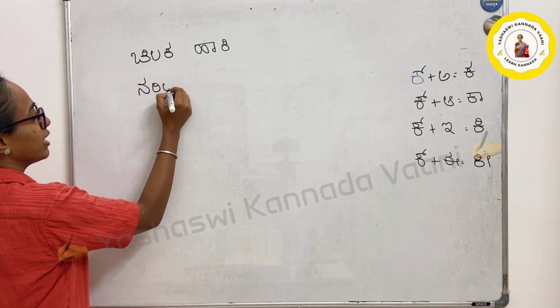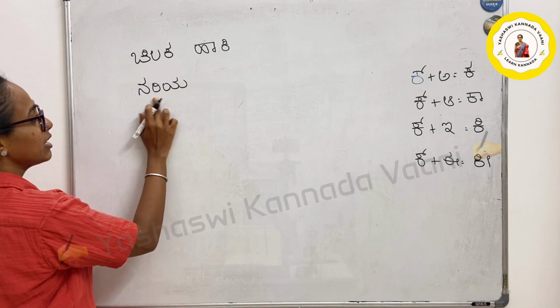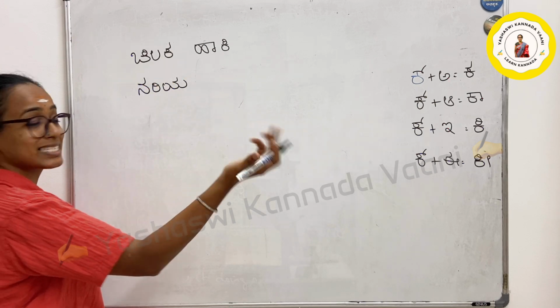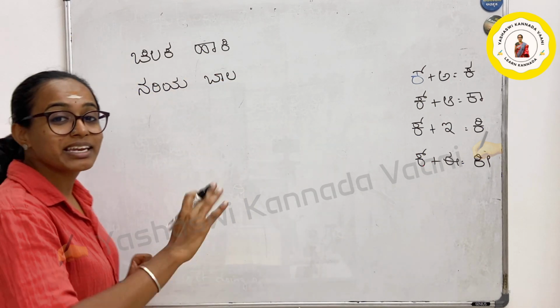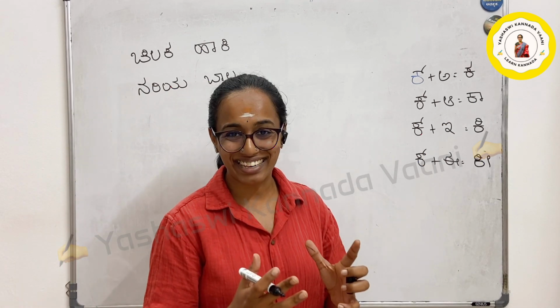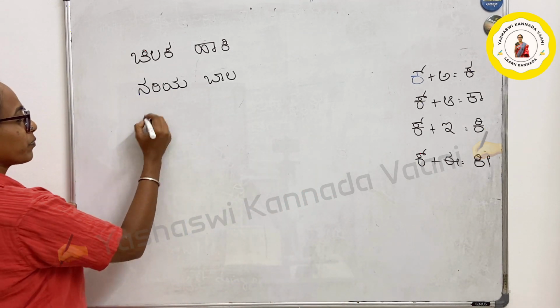Next one, we'll take one more: Na, ri, ya. Nari. Nari means fox. Nariya, fox. Bala, tail. Nariya bala, fox tail. We'll go for one more.